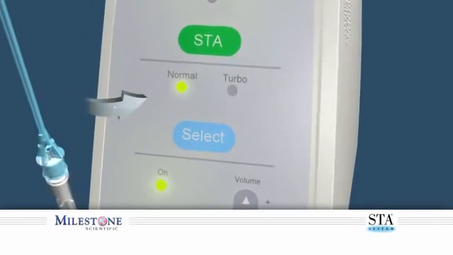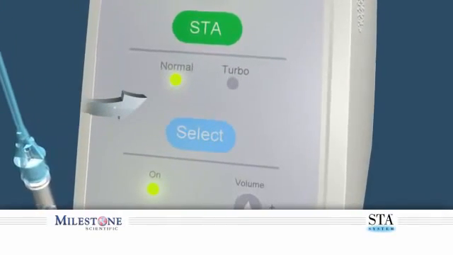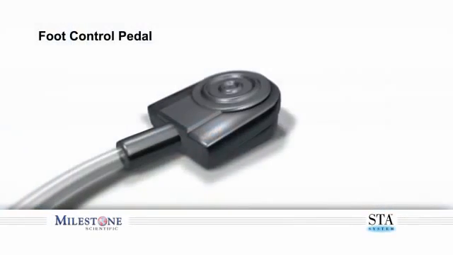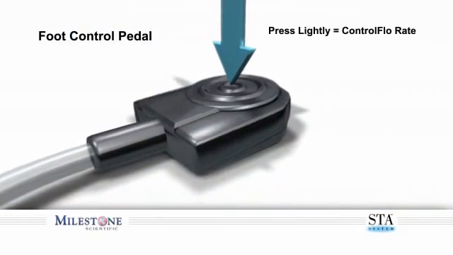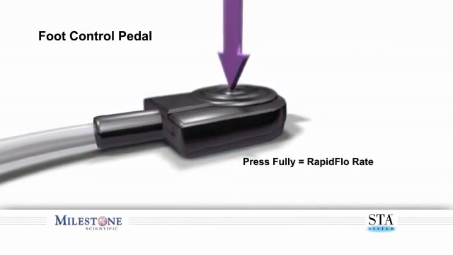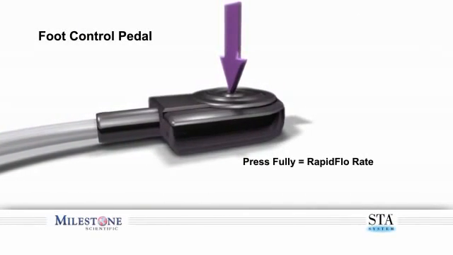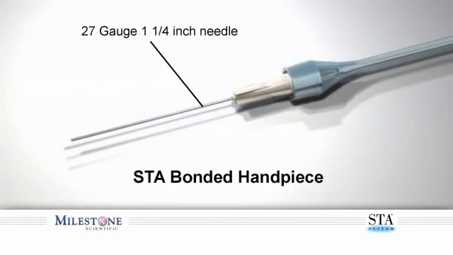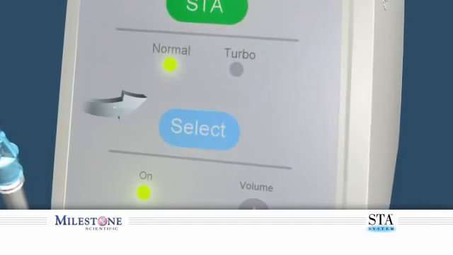In the normal mode, the foot control has two distinct foot control positions. Depressing the foot control lightly allows you to enter the control flow rate. Fully depressing the foot control allows you to enter the rapid flow rate. It is recommended that you use a 27 gauge 1 1/4 inch needle to perform the inferior alveolar nerve block. Set up the STA in the normal mode.